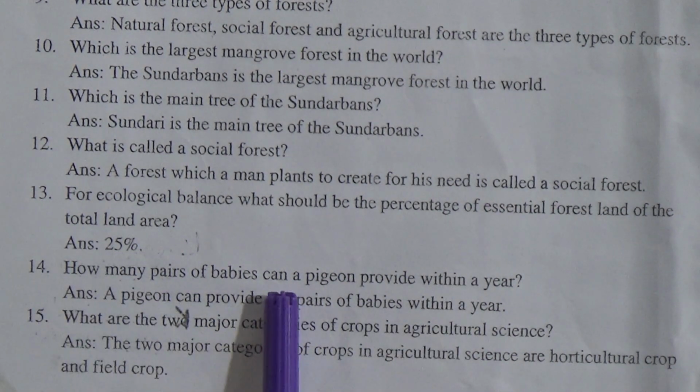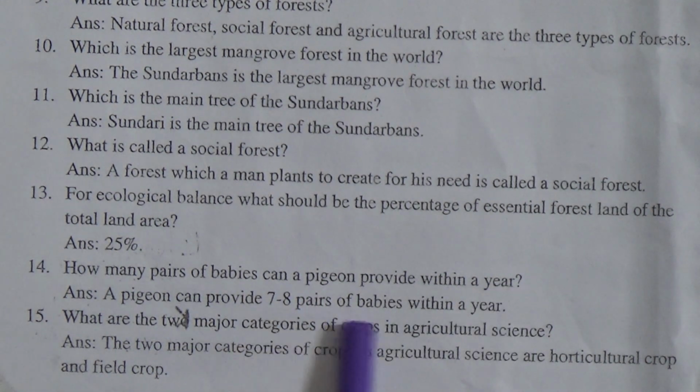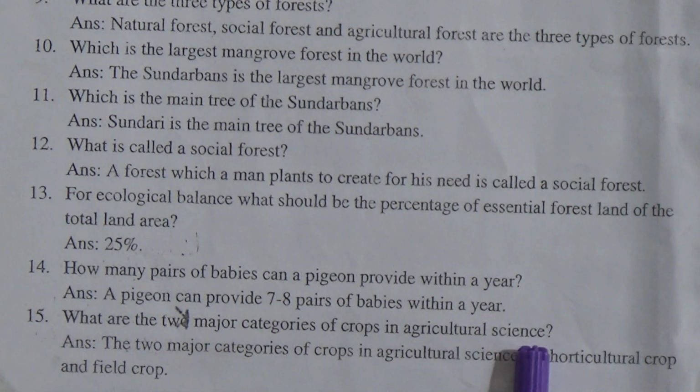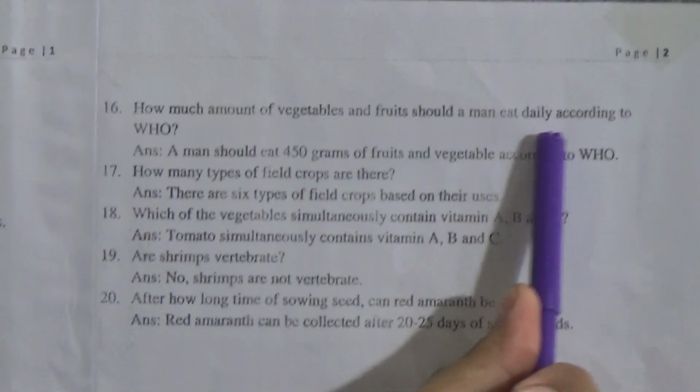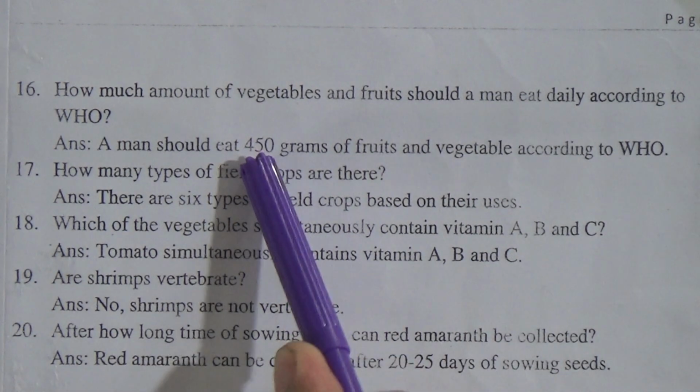How many pairs of babies can a pigeon provide within a year? It can provide 7 or 8 pairs of babies within a year. What are the two major categories of crops in agricultural science? The two categories are horticulture crop and field crop. How much amount of vegetables and fruits should a man eat daily according to World Health Organization? It should be 450 gram.